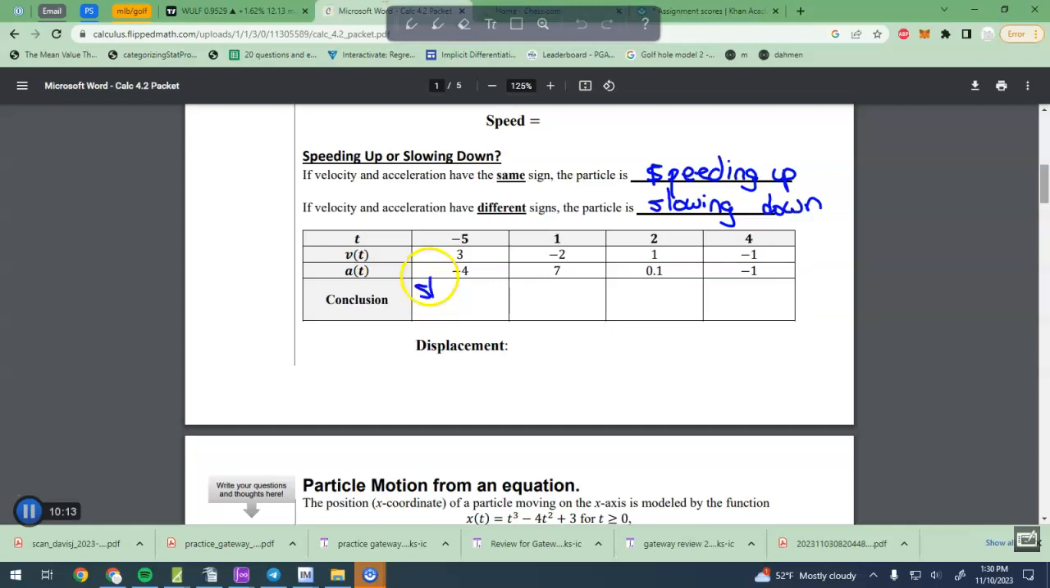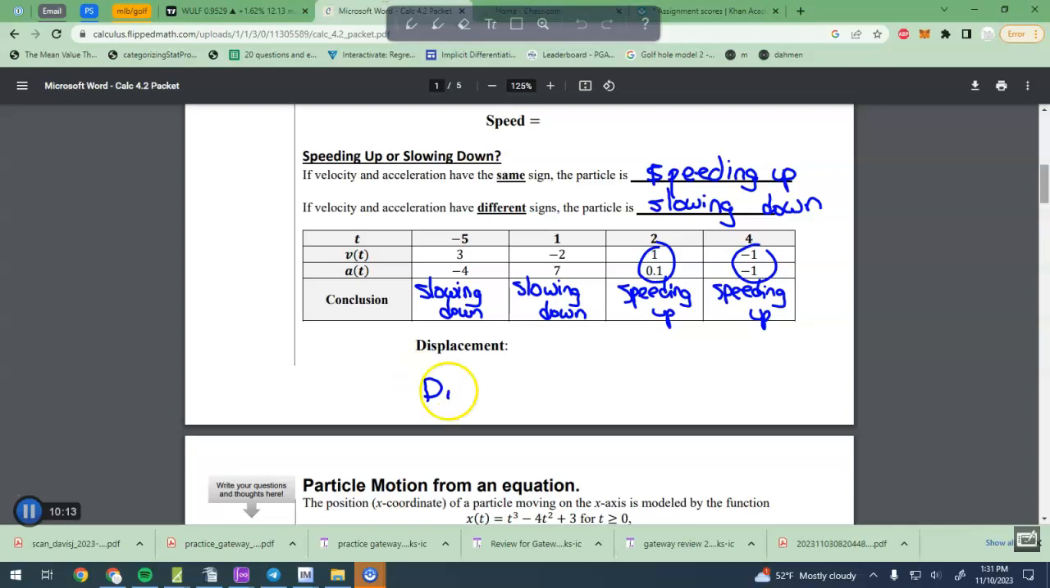So this would be slowing down. This would be slowing down. Still think speeding down should be okay. Speeding up. I guess I would say slowing up. Speeding up, because if they're the same sign, the particle is speeding up. If they're opposite signs, the particle is slowing down.